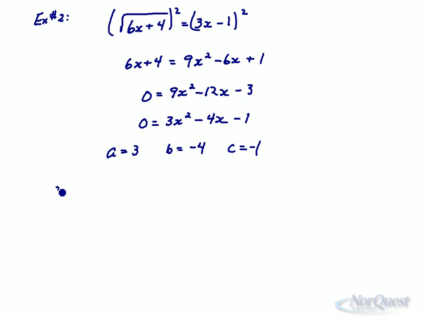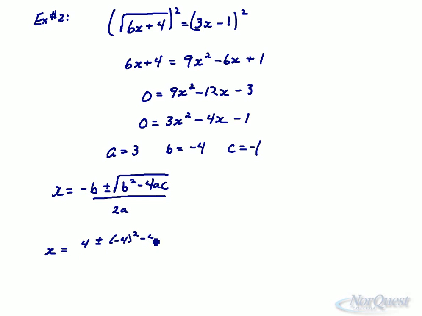Plug it into the quadratic formula. x equals minus b plus or minus the square root of b squared minus 4ac, all over 2a. Do the substitution. x equals minus a -4 will be +4, plus or minus the square root of -4 squared minus 4 times 3 times -1, all over 2 times 3.